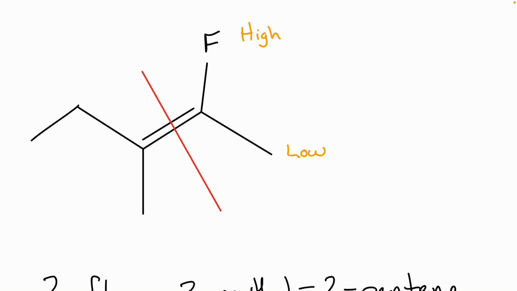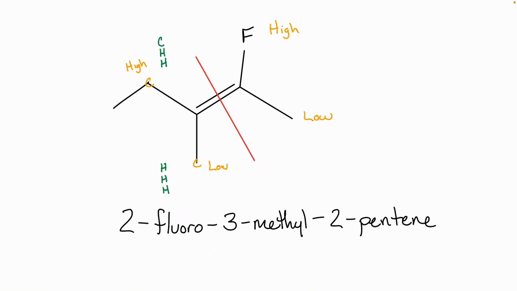When I jump across, now I'm comparing a carbon and a carbon, so there's a tie. How do I go about breaking that tie? I list all the other things those are bound to, right? So this carbon over here is bound to 3 hydrogens. This one is bound to a carbon and 2 hydrogens. So that carbon breaks my tie. So this is high and this is low. Then is that E or Z? Z, because they are on the same side. So (Z)-2-fluoro-3-methyl-2-pentene.